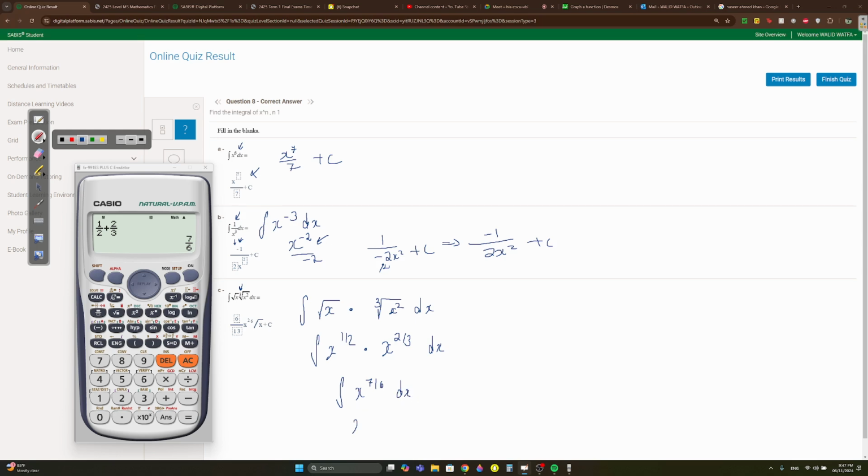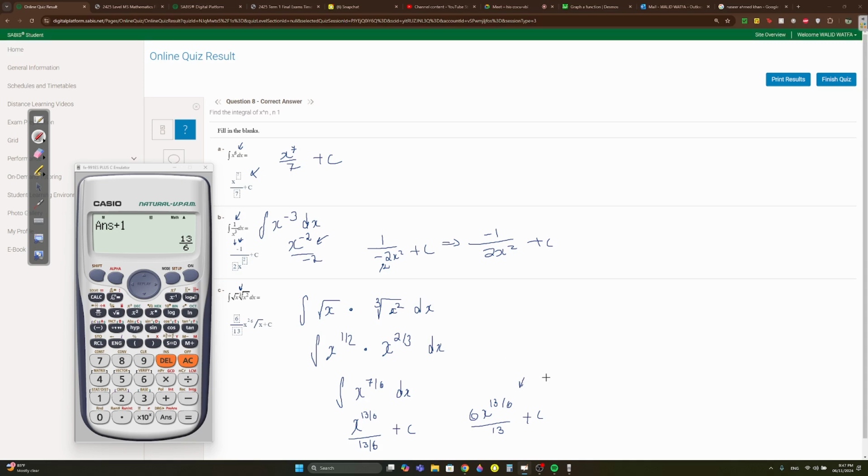How do you integrate this? You take it down, you add 1 to the power, so plus 1, so to the power of 13 over 6, and you divide by that power, and always plus c. Right? 13 over 6. Always, when you have fraction over fraction, the denominator goes up. So it's going to be 6x to the power of 13 over 6, over 13, plus c, and you guys know that you can't keep it like this.